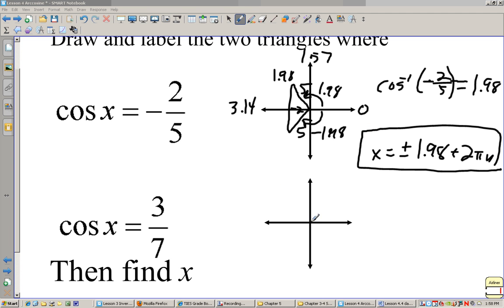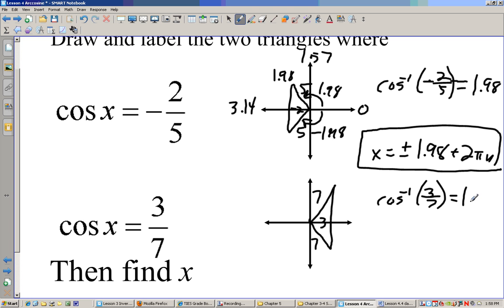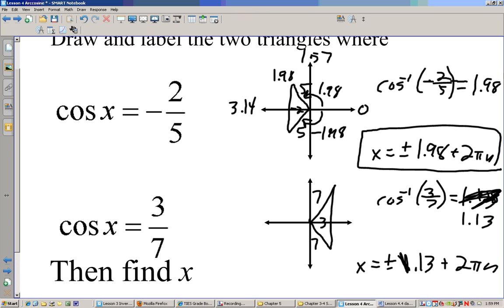So if I do 3 over 7, inverse cosine of 3 over 7 is 1.127. Let's say 1.13. Leave it at 2 decimals. And so my values for x are going to be plus or minus 1.13 plus 2 pi n. All right, plus or minus 1.13.